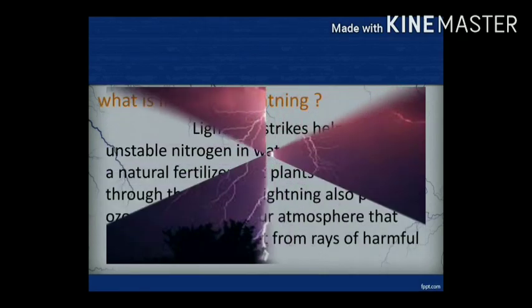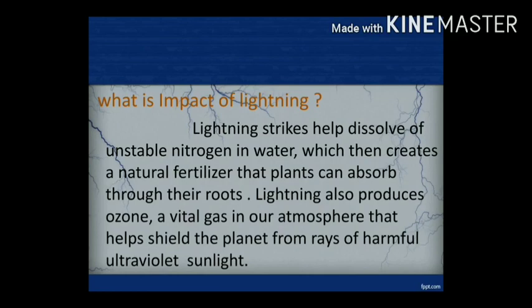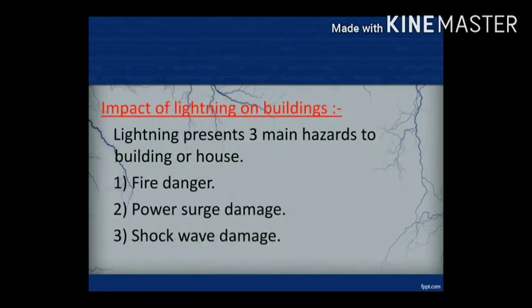Now we study the impact of lightning. Lightning strikes help dissolve unstable nitrogen in water, which then creates a natural fertilizer that plants can absorb through their roots. Lightning also produces ozone, a vital gas in our atmosphere that helps shield the planet from harmful ultraviolet rays of sunlight. Impact of lightning on buildings.